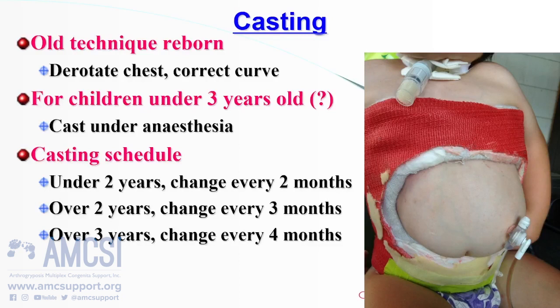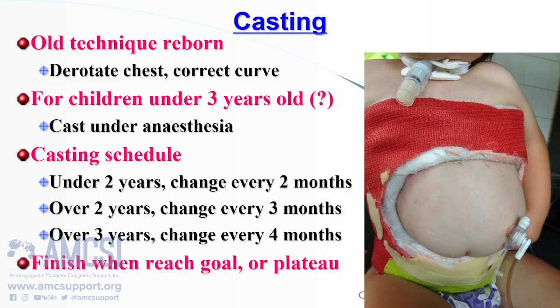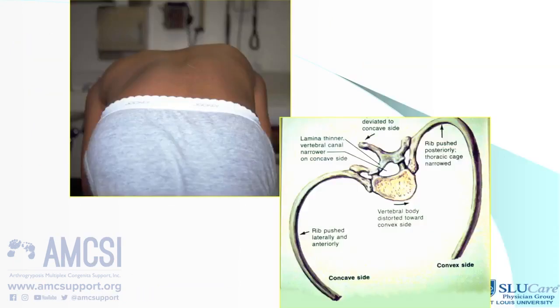The different casting schedules: if we have a child who's under 2 years of age, we cast them every 2 months. Between 2 and 3 years of age, we change it every 3 months. And over 3 years of age, we change the cast every 4 months. And we finish either when we've got the curve corrected or we've reached some kind of a plateau, and then we go into a brace.